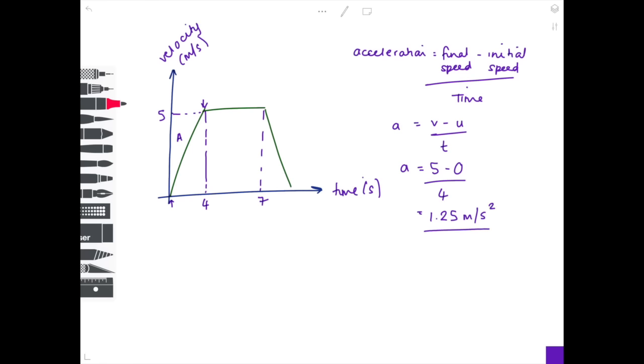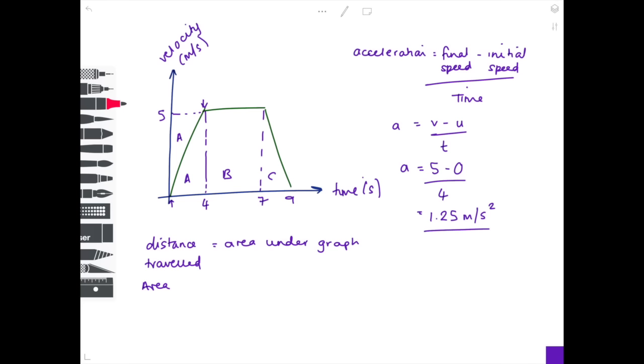Another thing they like to ask you is to calculate the distance travelled. Now this is a longer task, and remember distance travelled is given by the area under the graph. So let's calculate the entire distance travelled by this particular vehicle. So the way I like to do this is by splitting it up. You can work it out as a trapezium, or you can work it out as 2 triangles and a rectangle, which I personally find easier. So I'm going to label them A, B and C.